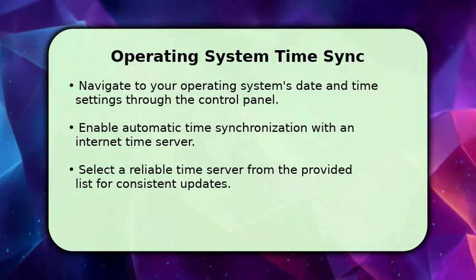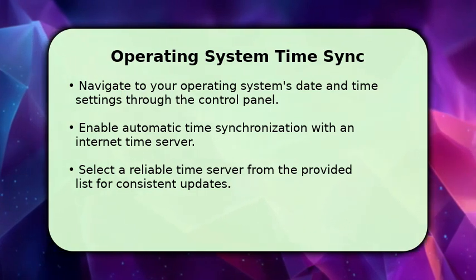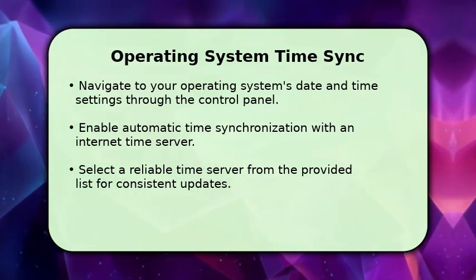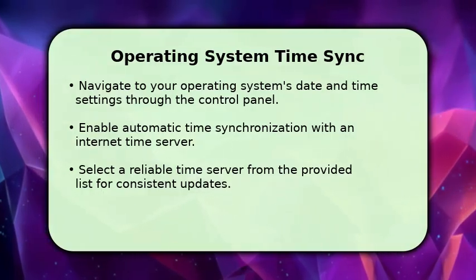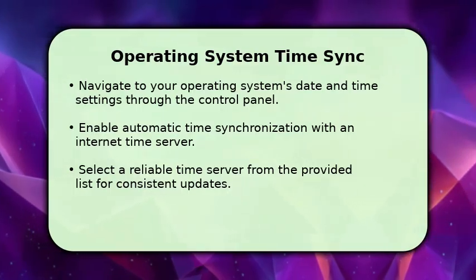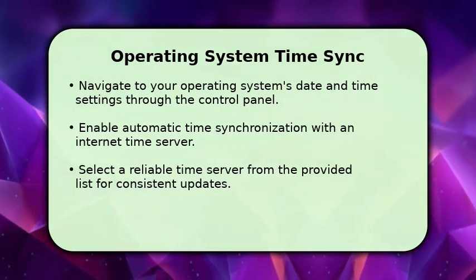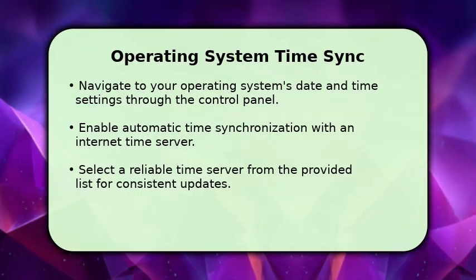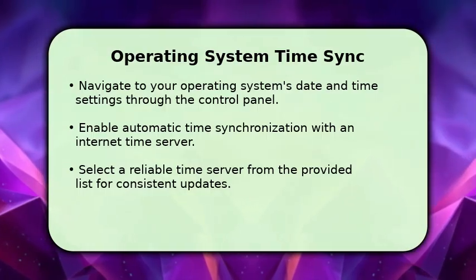Now, let's adjust your operating system's time settings. Open your control panel or system settings and find the date and time section. Here, you should enable the option to automatically synchronize your clock with an internet time server. This feature ensures your computer's time is always precise, typically updating every few hours. Choose a reputable server, like time.windows.com, for the most consistent and accurate timekeeping.